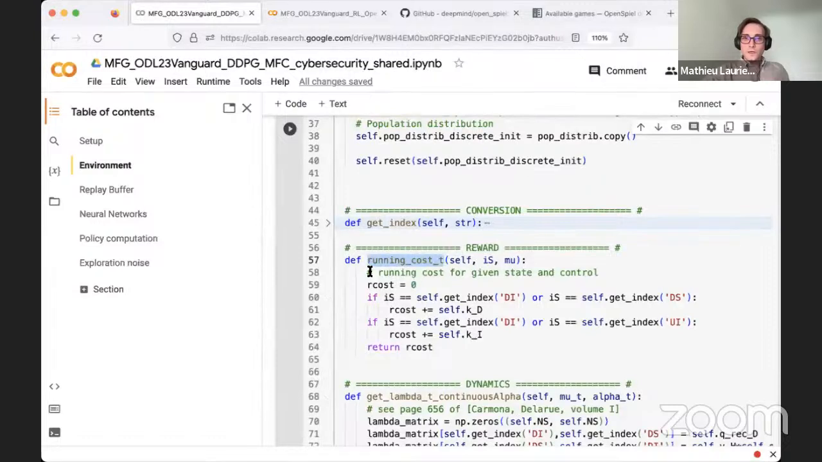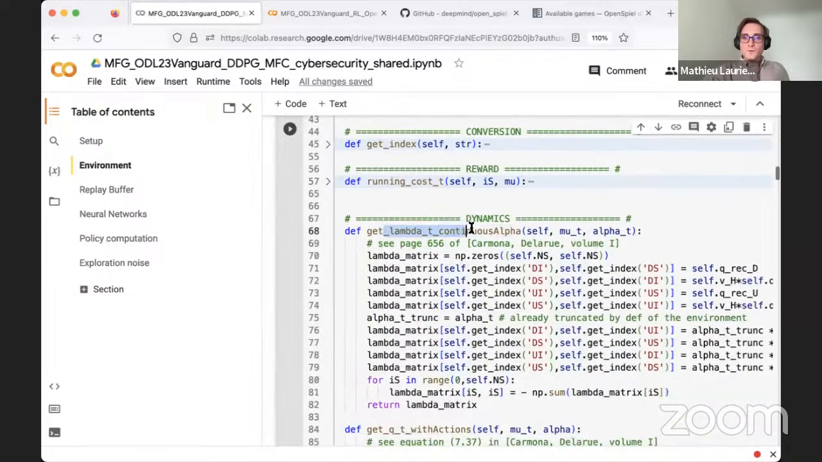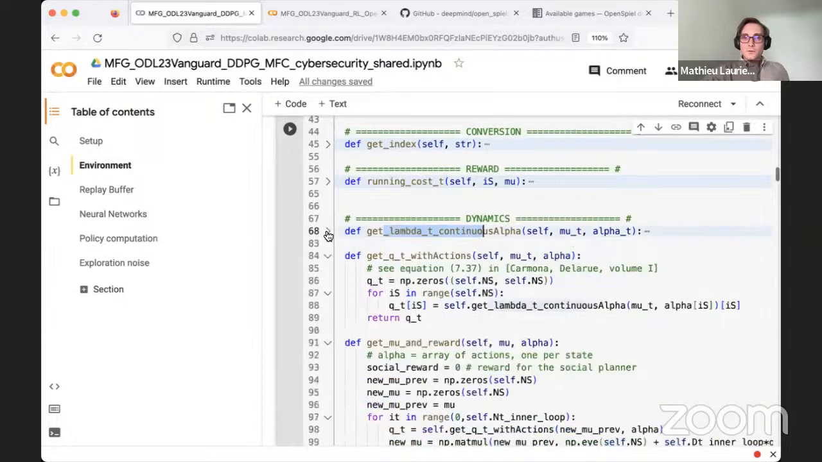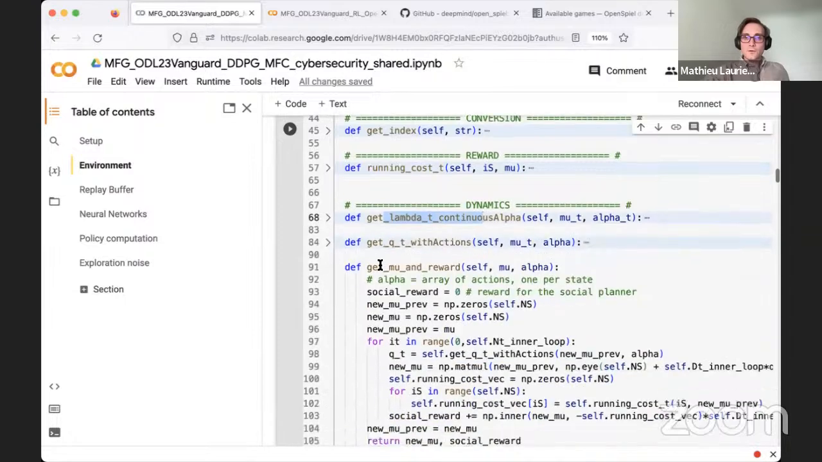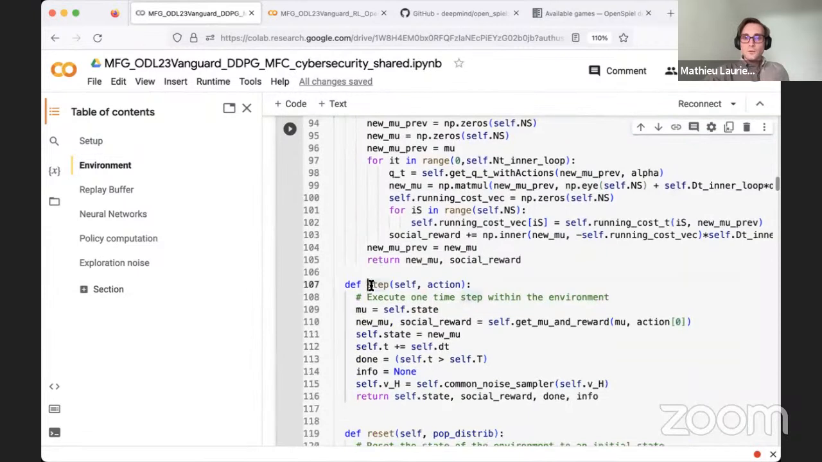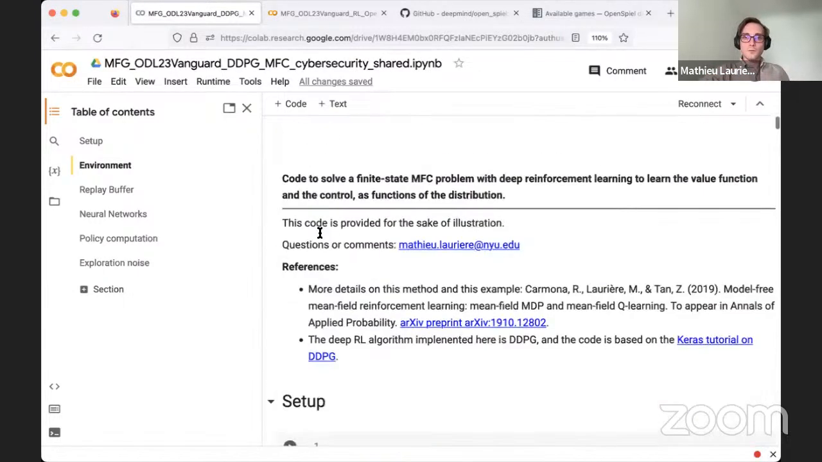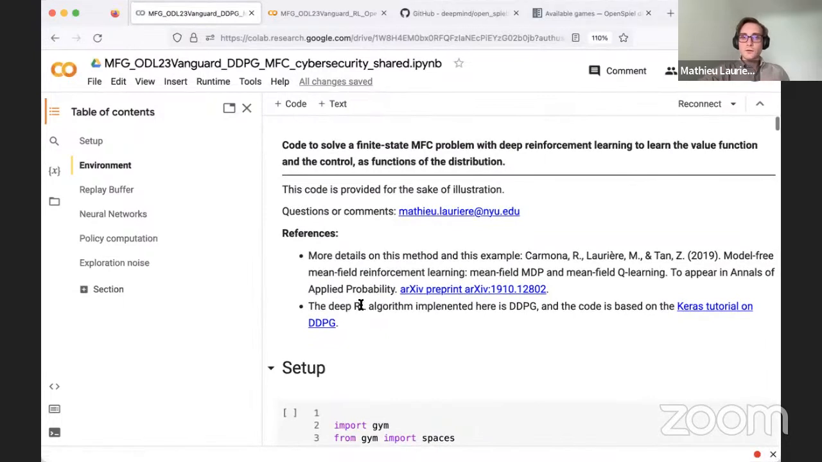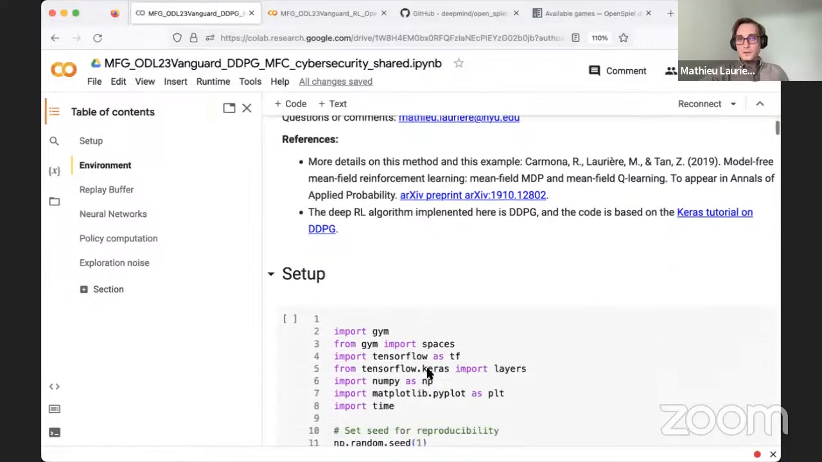You have a function for the running cost, which is the cost of defending or the cost of being infected. This is useful to update the distribution. So all of this here is for the distribution. And the key function is a step function. This is based on a Gym AI environment. And by the way, I should mention that this is based on the implementation of DDPG provided on the website of Keras. So you can go check their implementation of DDPG, and this one is a modification.